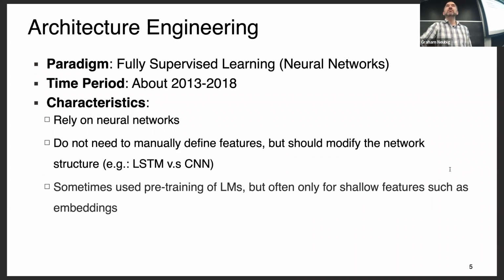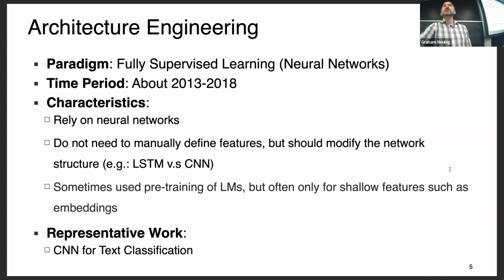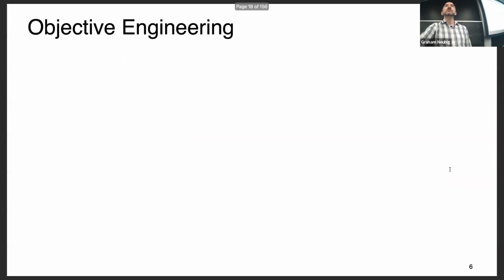Sometimes this was used together with pre-training of language models, but usually it was only for shallow features, such as embeddings. So this would be something like word2vec or other things like this. And then the full model parameters would be learned end-to-end in a supervised fashion. An example could be something like a CNN for text classification.